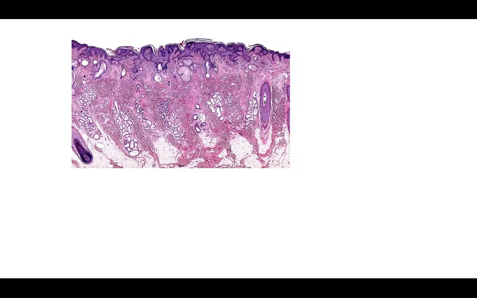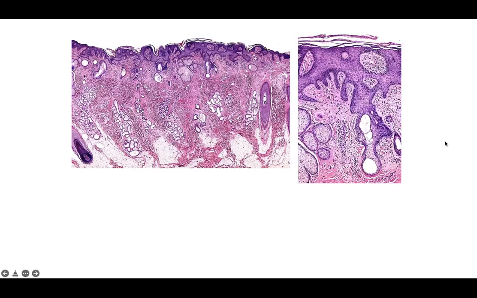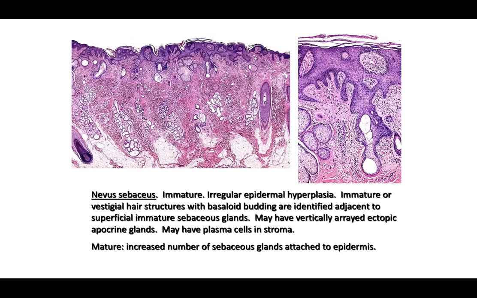This one should be a little bit more on the easy side. You can tell it's on the scalp. There's many different sebaceous glands here. Some of them directly connect to the overlying epidermis. So, nevus sebaceous, this is an immature neoplasm at this point with irregular epidermal hyperplasia. Usually you can see vestigial hair structures with basaloid budding identified adjacent to the superficial immature sebaceous glands. You may have vertically arrayed ectopic apocrine glands, and you may have plasma cells in the stroma.